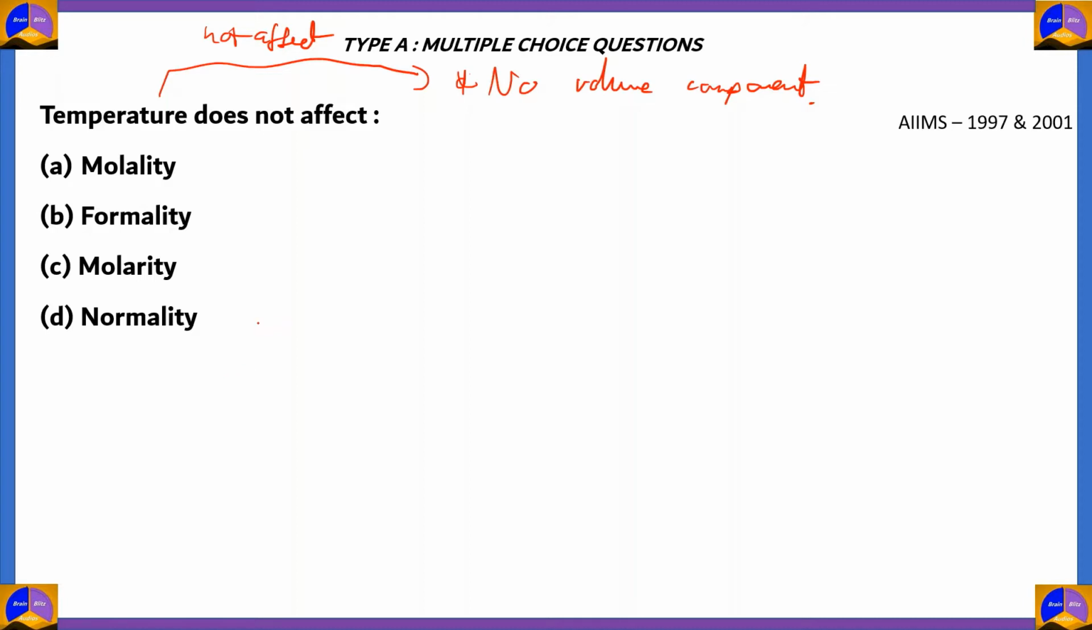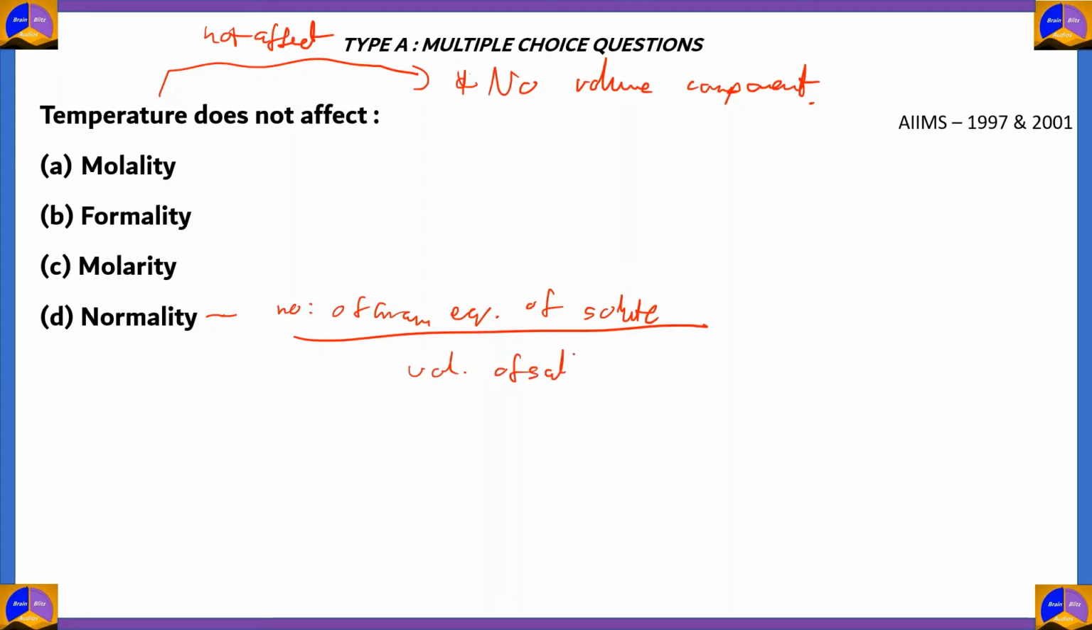Let's simplify that by finding out the formulae for each of the components. Normality is the number of gram equivalents of solute divided by volume of solution in liters. Here it's inversely proportional to volume. Therefore it is affected by volume, and temperature affects volume. So when temperature increases, the normality decreases.